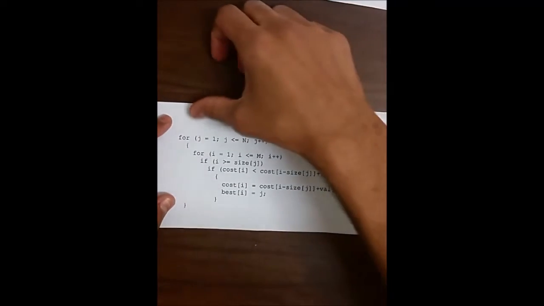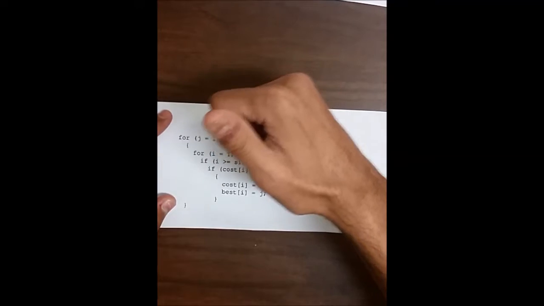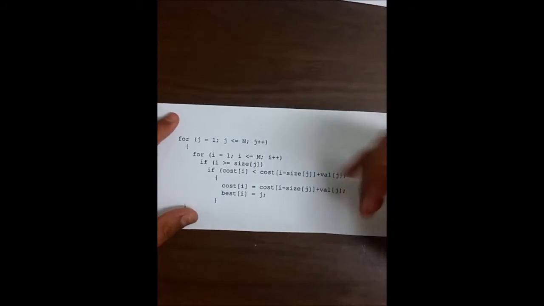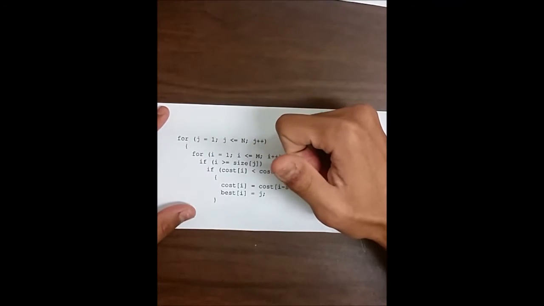Let's get into the pseudocode real quick. Right here we have two nested for loops, from j equal to 1 to n and i equal to 1 to m. So right off the bat we see this is going to probably take at worst n times m. So we're looking at a polynomial big O.